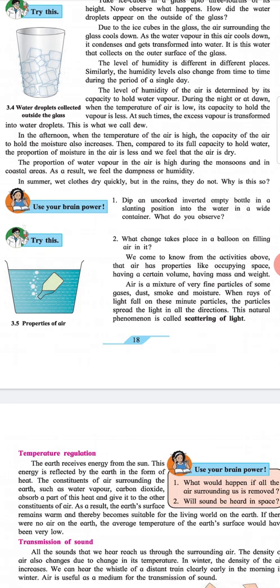We know from the activities above that air has properties like occupying space, having a certain volume, having mass and weight. Air is a mixture of very fine particles of some gases, dust, smoke, and moisture. When rays of light fall on these minute particles, the particles spread the light in all directions. This natural phenomenon is called scattering of light.